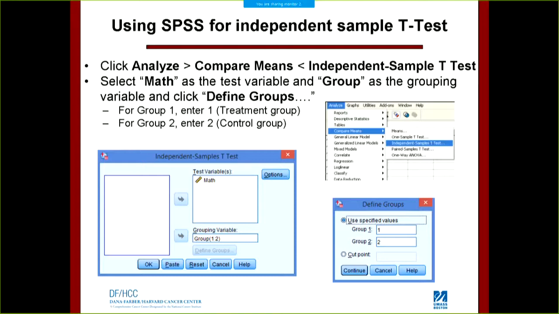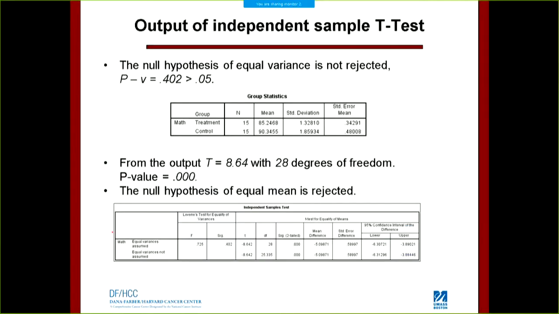Click on Analyze, Compare Means, and then check Independent-Samples T Test. Then just follow the steps: put the dependent variable as the test variable and define the grouping variable, one for the treatment, the other for the control, and then you can run the t-test here. Okay, now here is the output.